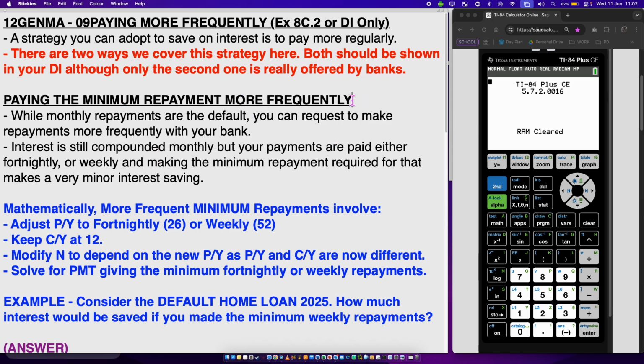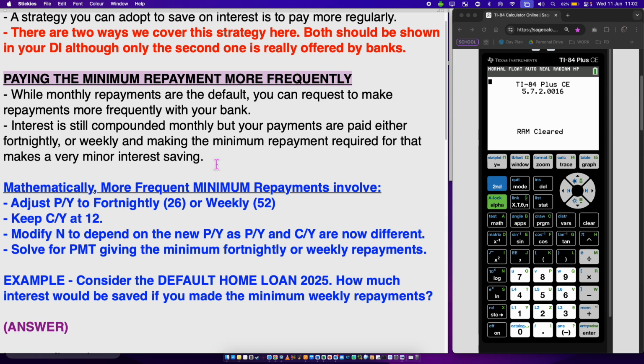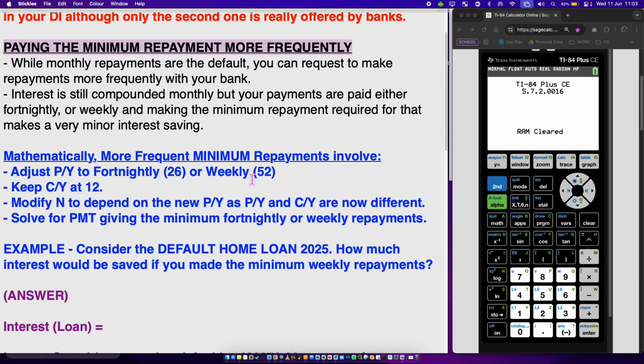The first variation of this strategy is paying the minimum repayment but doing it more frequently. By default, a home loan, you're going to pay monthly. But you can request to pay more frequently with your bank. Interest still compounds monthly, but your payments are paid either fortnightly or weekly, and making the minimum repayment required for that makes a very minor interest saving. Can you get this in blue and the example? What does it mean mathematically?